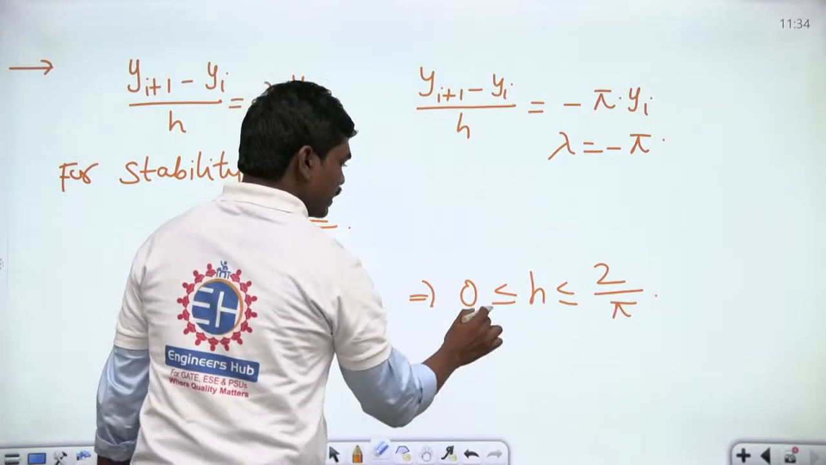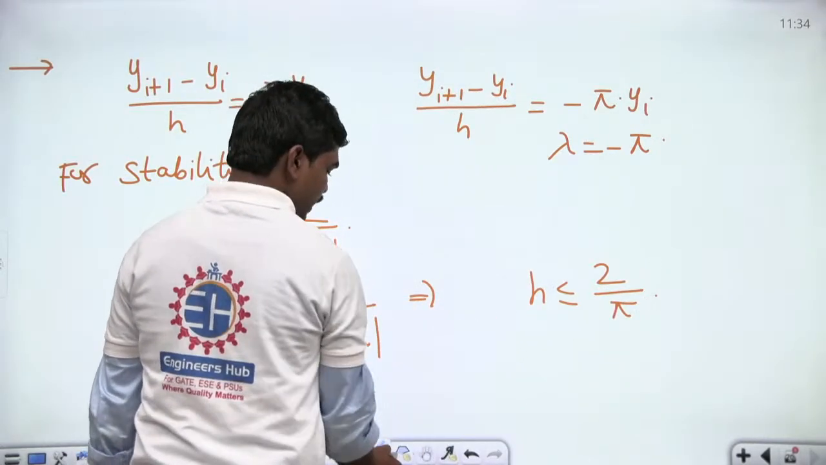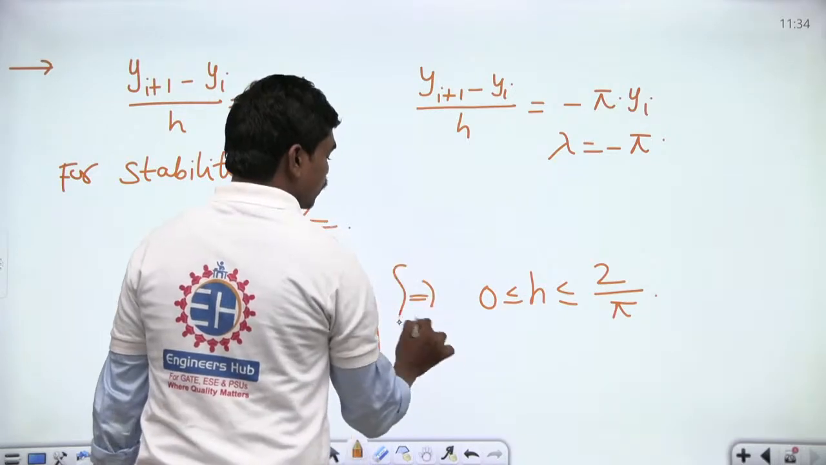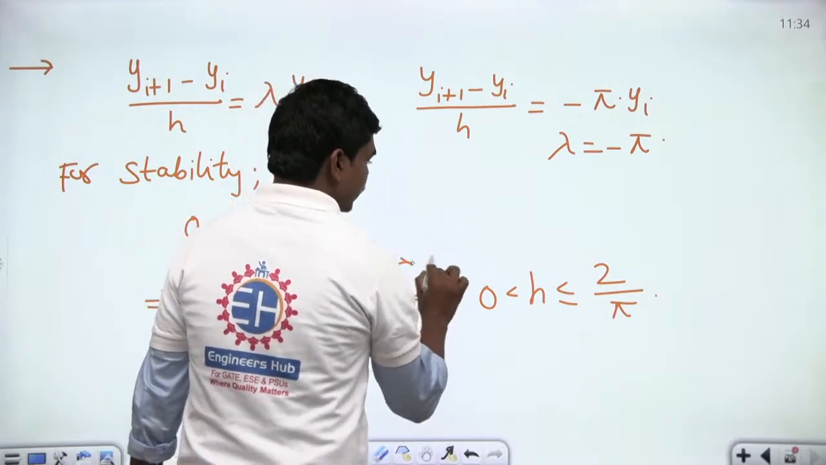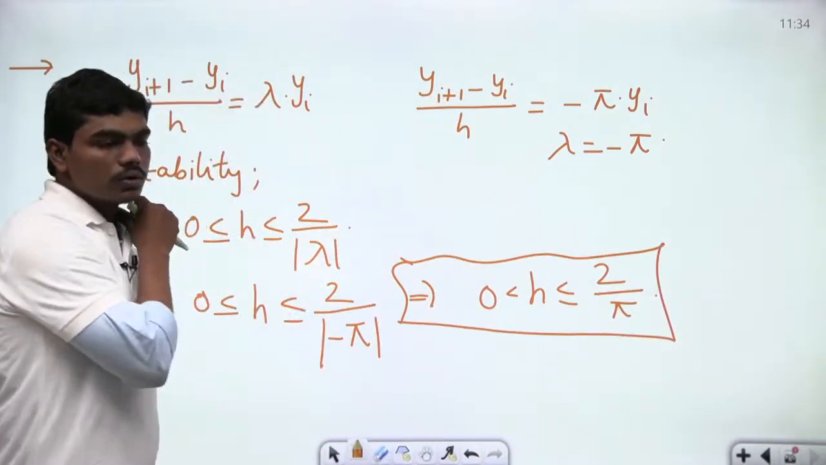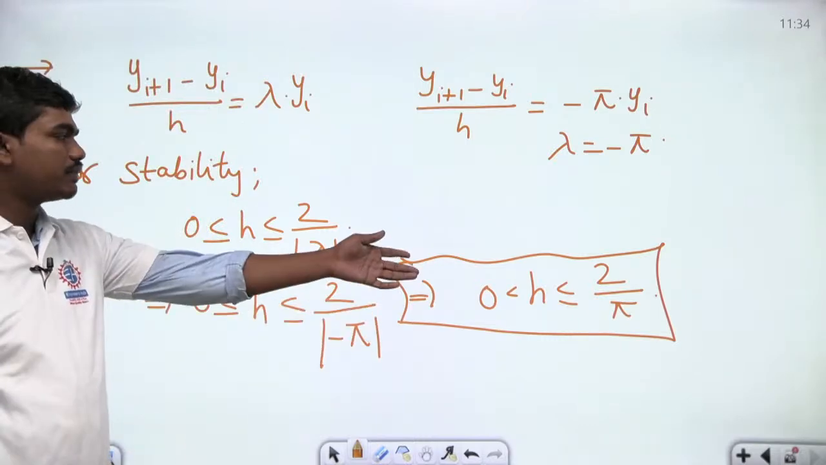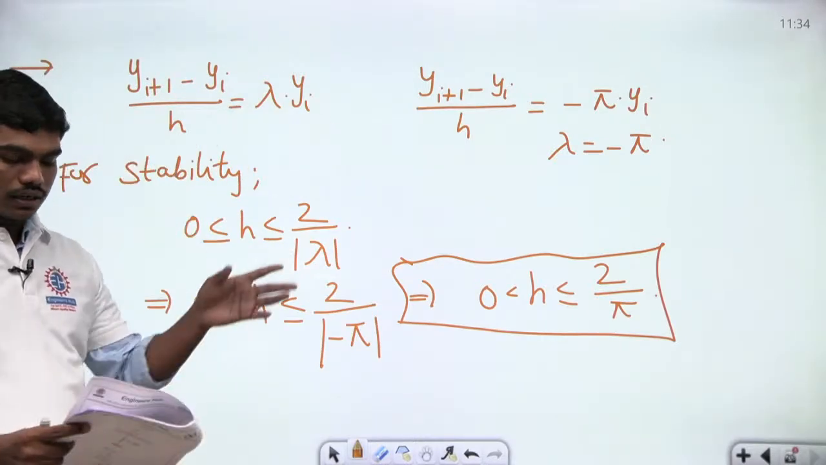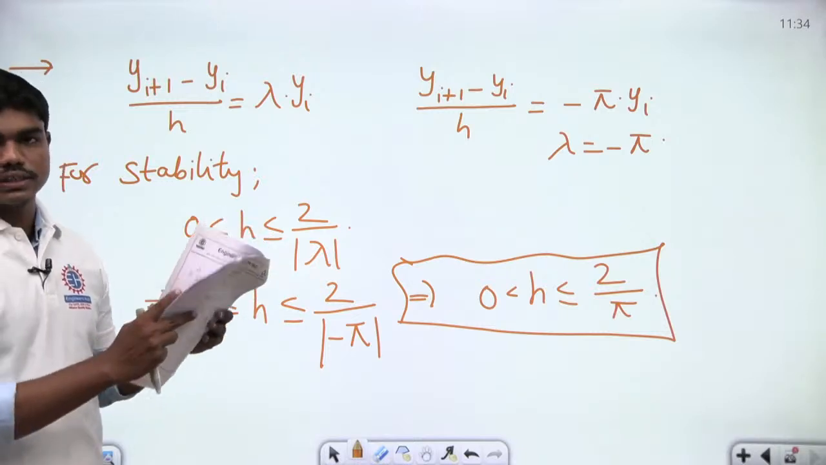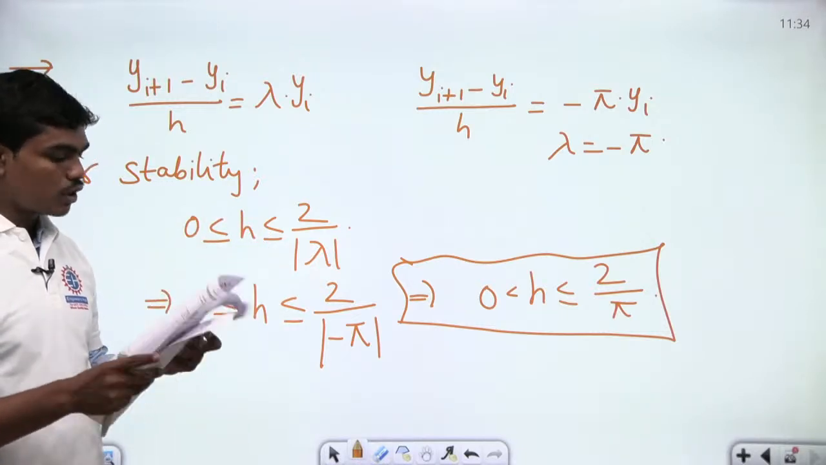Anyhow, you can remove the equality sign here, because if you take the step size exactly equal to 0, there won't be any increments. So we can write something like this. Okay, so this is what we get as the limits for the step size h for this given forward Euler method. Next, let's go for the next question.